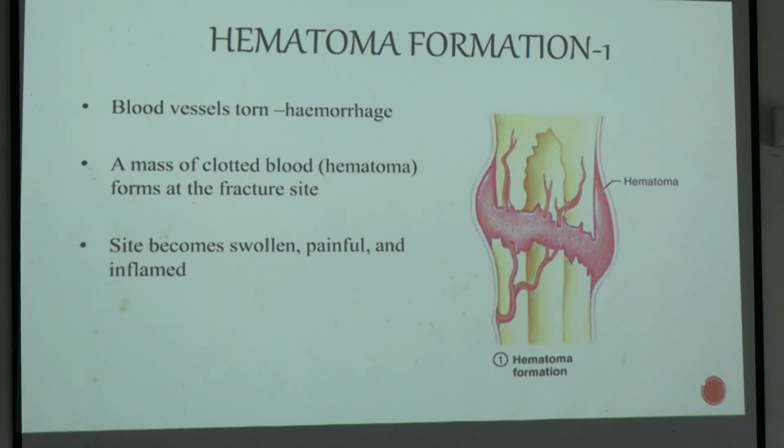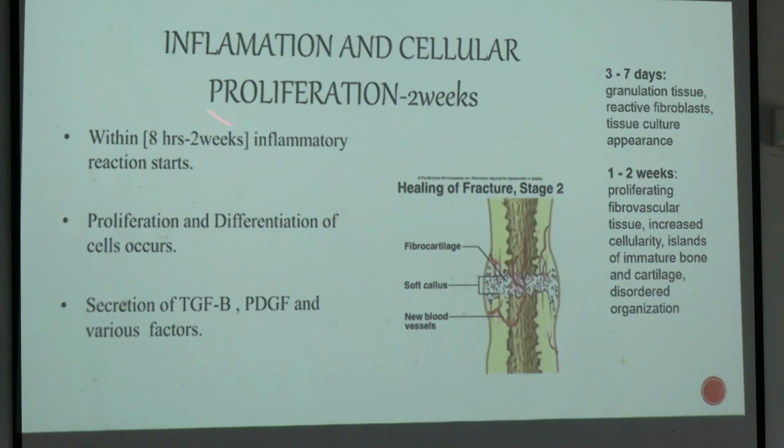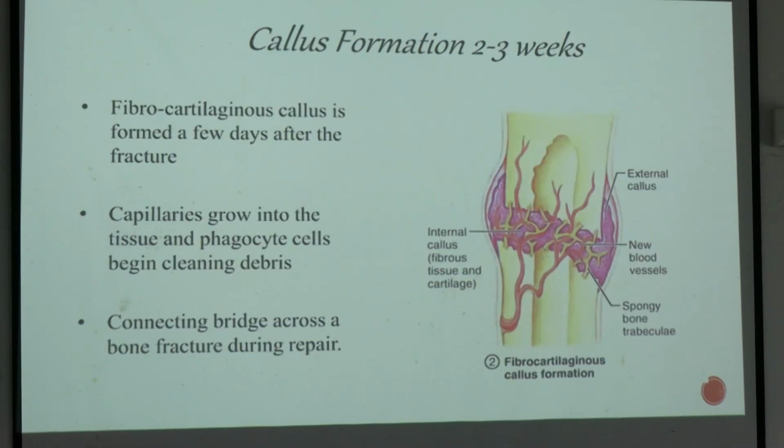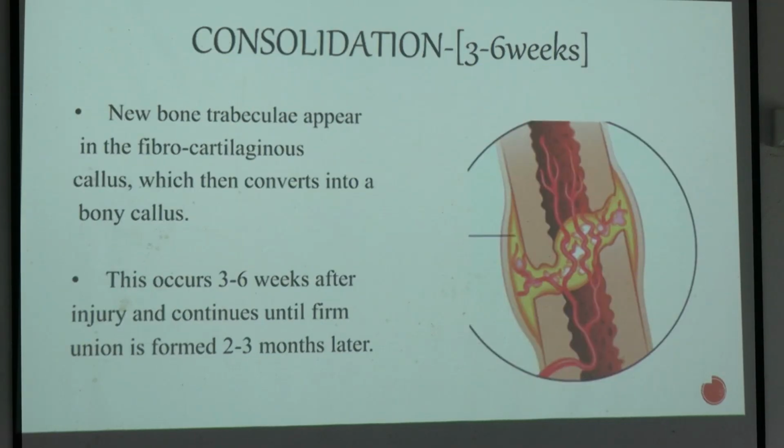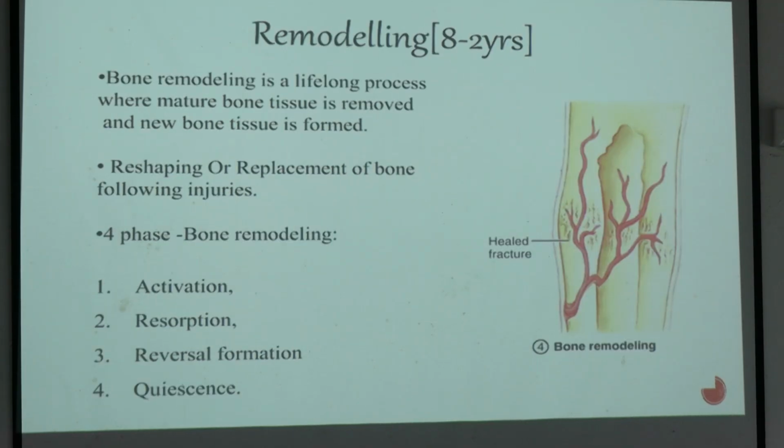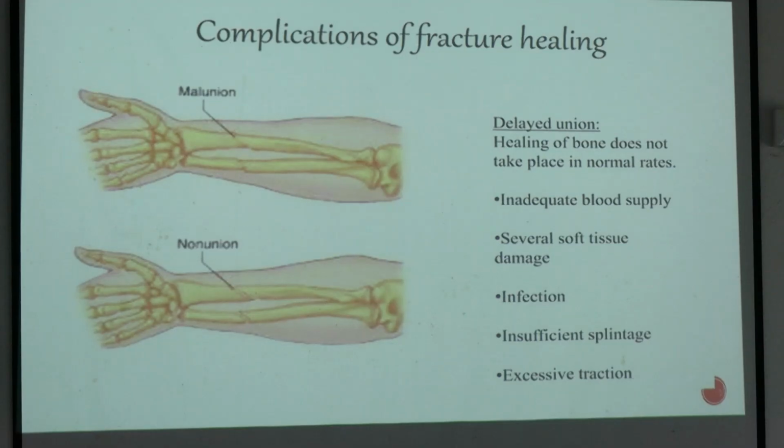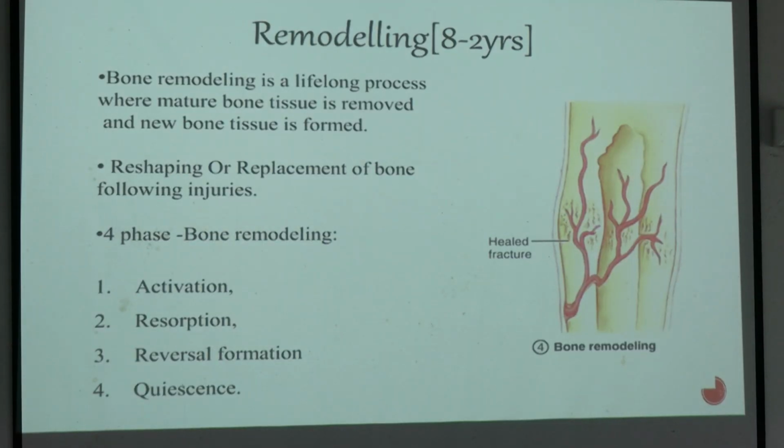Individually here again I have explained a few things like the hematoma formation, then your inflammation and cellular proliferation. So you can just go through these slides once again. Then your callus formation, that is your soft callus and your bony callus. Then finally your formation of the bony callus and bone remodeling. So whichever is suitable for you, you can write it in that way. It usually comes as a 5 marker, a short note.